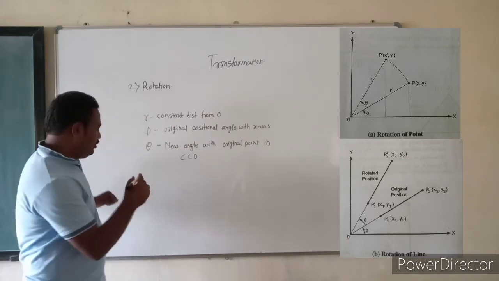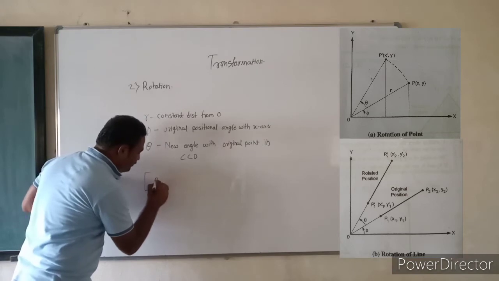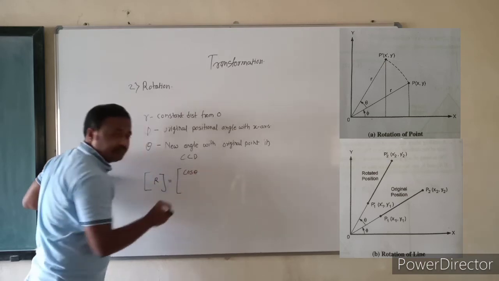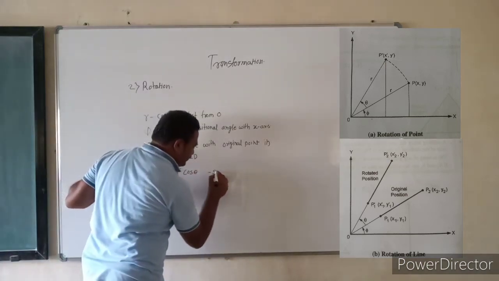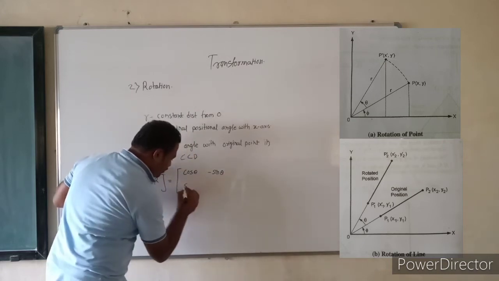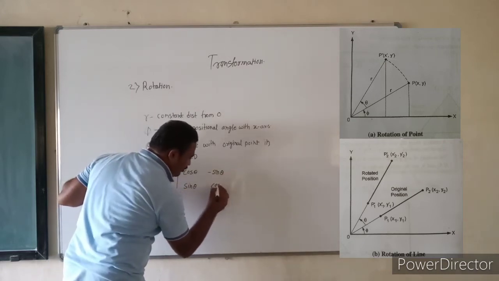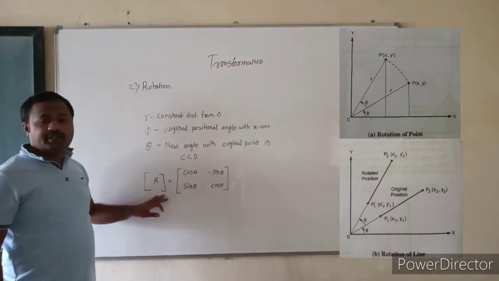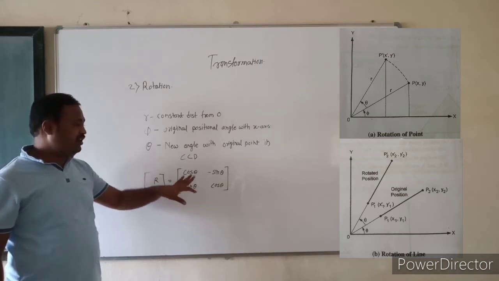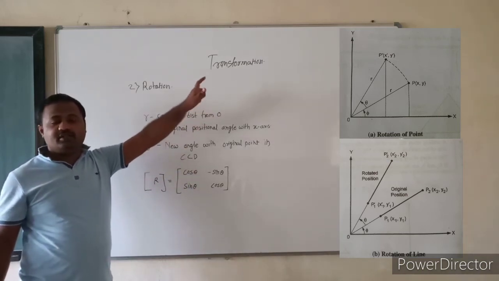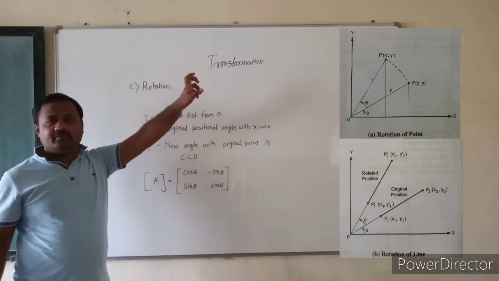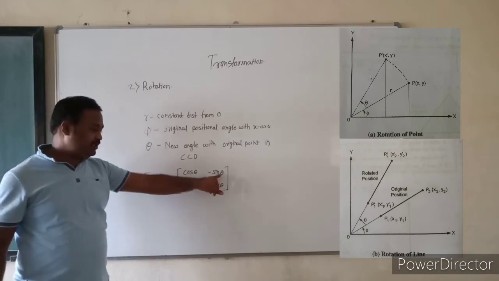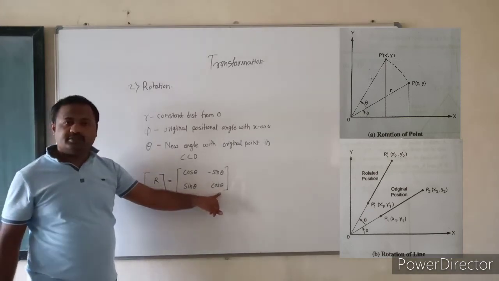Then the rotational matrix is cos theta, minus sin theta, then sin theta and cos theta. It's a rotational matrix. For finding the new coordinates of P dash, which is x dash, y dash, we have a rotational matrix of cos theta, minus sin theta, sin theta, cos theta.